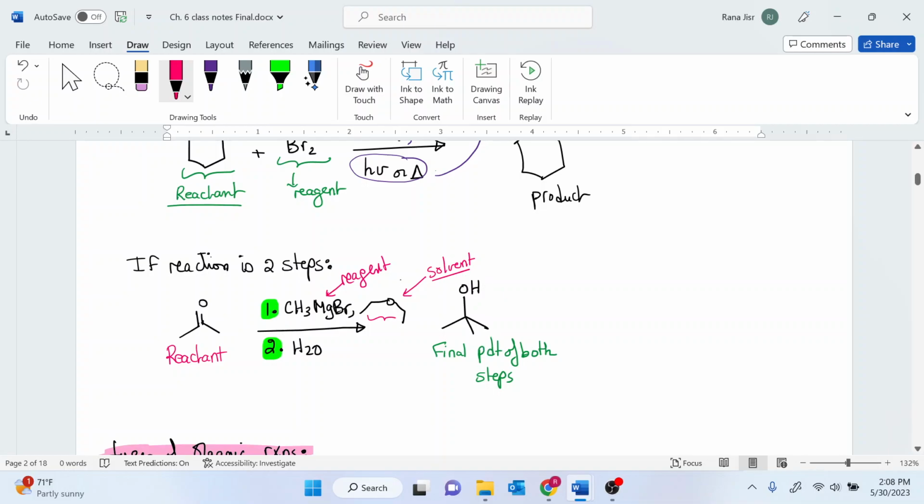Now, in the second step, I'm using water. In the second step, I have water, and water here is going to be my second reagent. So this one is going to be my second reagent. And after I'm done with the water in the second step, I am getting my final product, which is the tertiary alcohol.